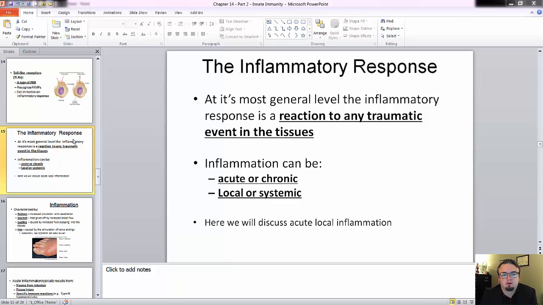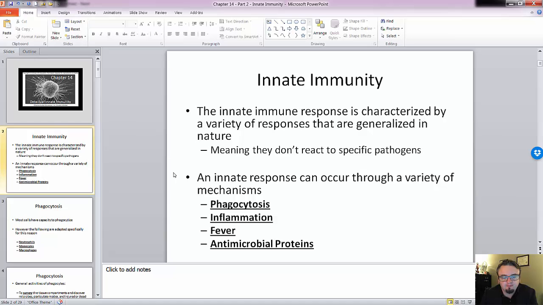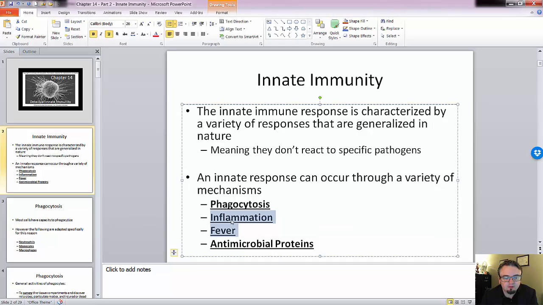Okay, next we're going to take a look at the inflammatory response. And just to back up here real quick, inflammation is another part of the second line of defense, the innate or non-specific immunity. So really inflammation, and then we're going to talk about fever as well on these next 2 parts here.